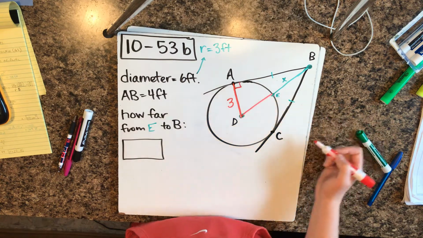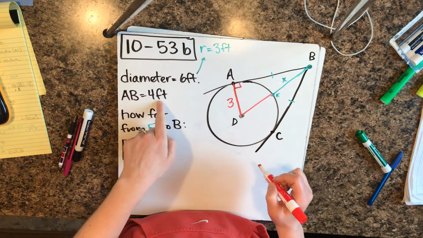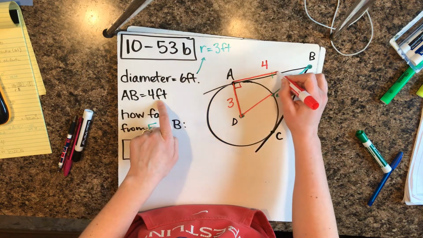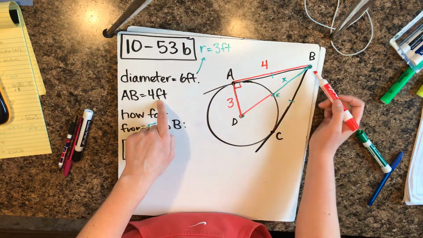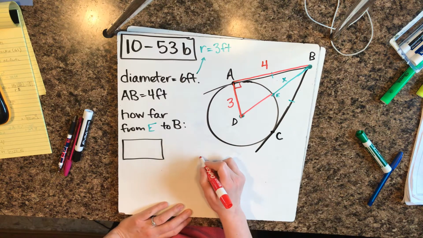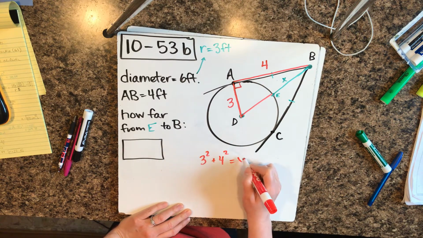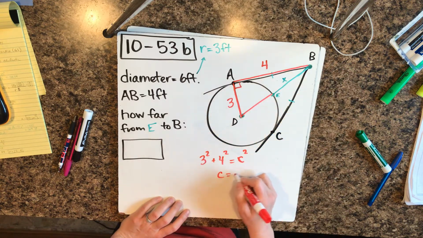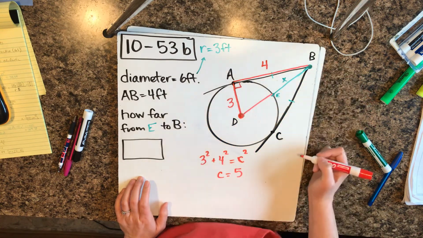Let's keep going here. And what else do we know? AB is 4 feet. A to B is 4 feet. Okay, so I have a right triangle. You guys have seen these numbers so many times, you probably don't even have to do this work. I'm going to call it C squared because it's the whole hypotenuse. C ends up being 5. So all the way from D to B is a total of 5.